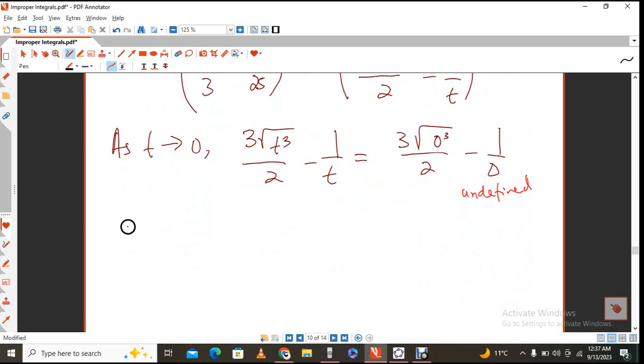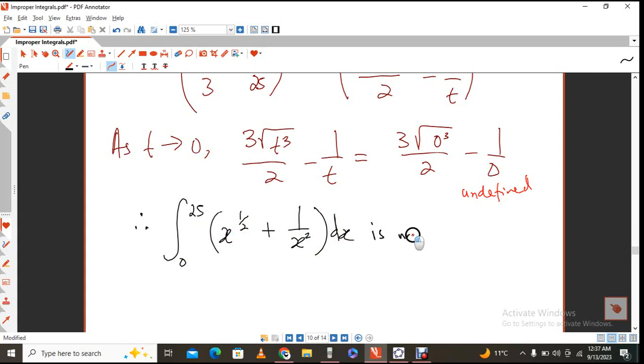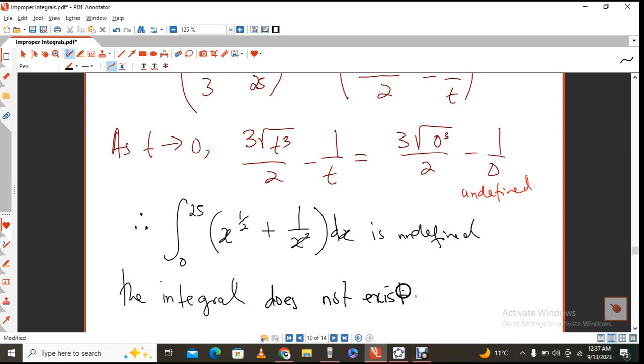So you're going to say, therefore, the integral from 0 to 25 of x raised to the power of a half plus 1 over x squared with respect to x is undefined. So the integral does not exist. It diverges. Okay, so this is the end of part 2. Stand by for part 3.